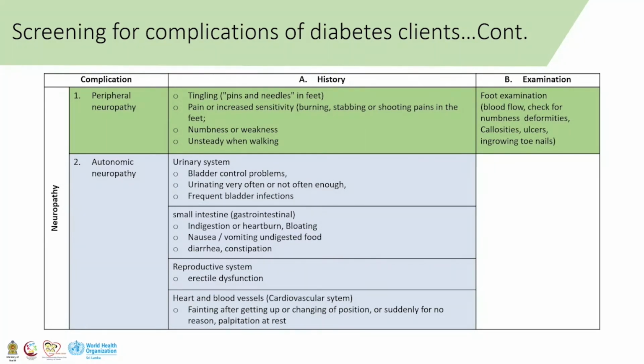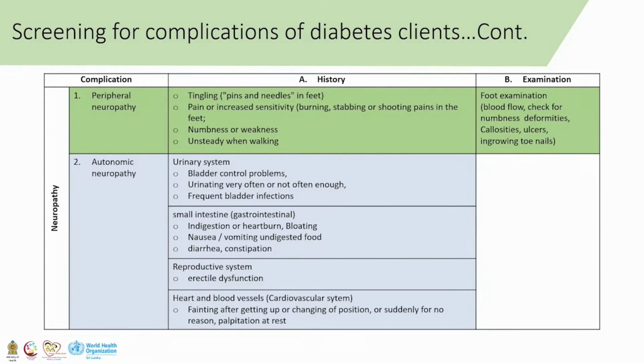Another complication they can present with is peripheral neuropathy, and in the history they will complain of tingling, pins and needles in feet, pain or increased sensitivity, burning, stabbing or shooting pain in the feet, numbness or weakness, and unsteady gait. On foot examination, we check for blood flow, check for numbness, deformities, callosities, ulcers, and ingrowing toenails.